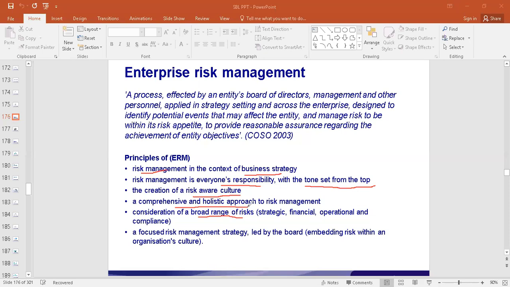So embedding internal control into the activities of the organization is what we've learned. Now, if there is a risk management process, that also has to be embedded. It should not be looked into as a separate process, but they have to make it a part of their organizational activities. So embedding the risk management process into the regular activities of the organization. A focused risk management strategy.